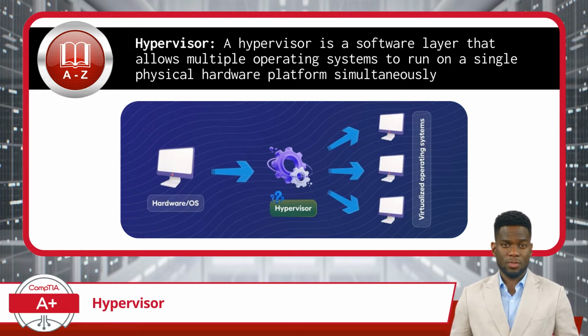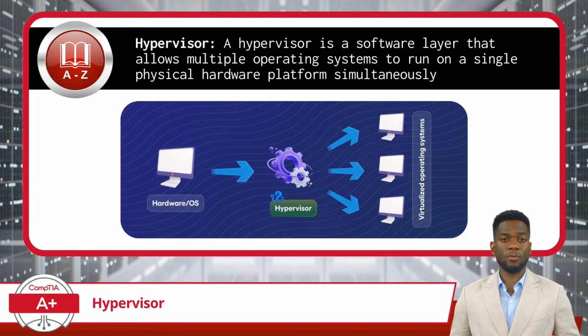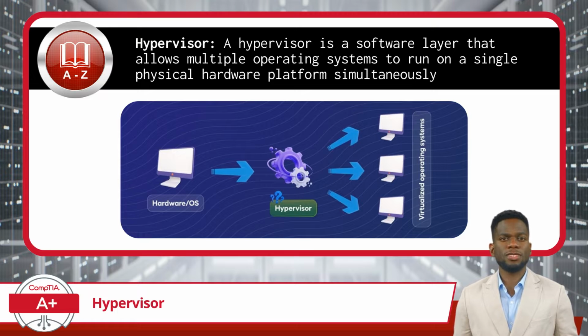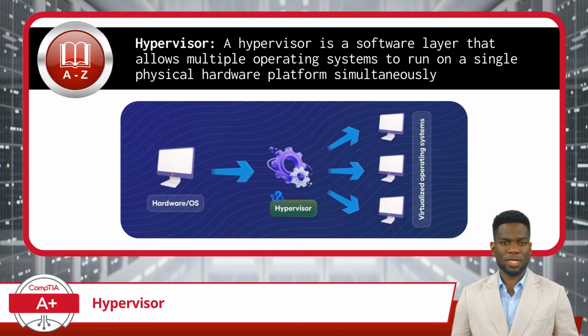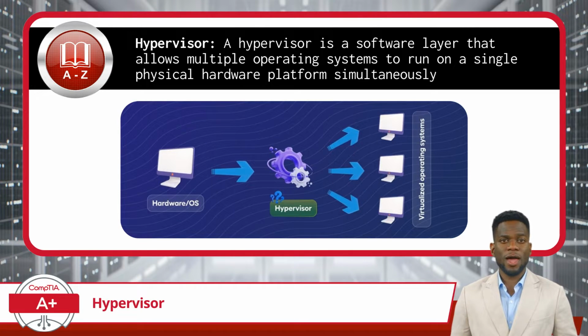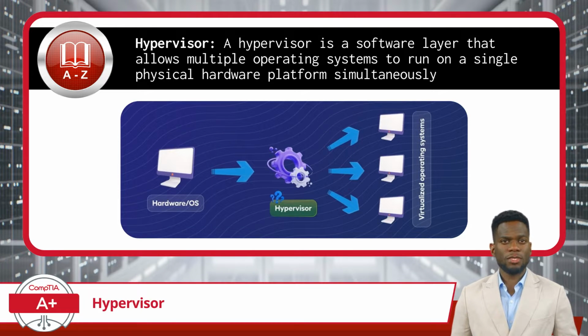A hypervisor is a software layer that allows multiple operating systems to run on a single physical hardware platform simultaneously. It accomplishes this by dividing up the computer's resources, like its processing power, memory, and storage, so that different programs or operating systems can run on it without getting in each other's way.